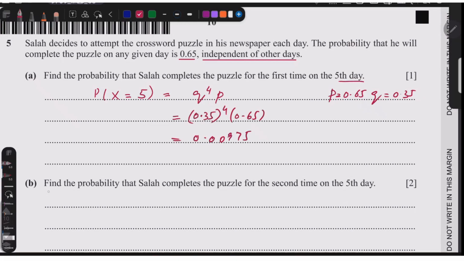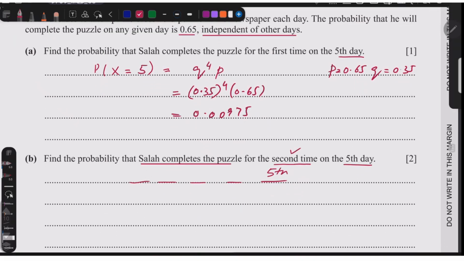Next part says find the probability that she completes the puzzle for the second time on the fifth day. One, two, three, four, five. Okay, she has completed the puzzle on the fifth day, but that is the second time. It means the first time could be on any one of these 4 days. So we can understand it as completing the puzzle in any of the first 4 days. Any of the first 4 days means we can write it as 4C1. 4C1 means out of 4 days, the first time the puzzle would be completed.